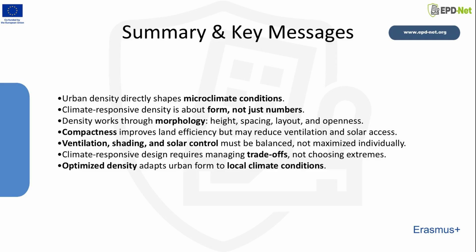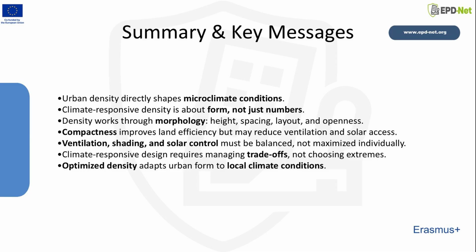As we conclude this module, let's synthesize the core principles of climate-responsive urban density. The most vital takeaway is that urban density directly shapes microclimate conditions. It is not merely a mathematical number, but a matter of form and morphology. Factors like building height, spacing, layout, and openness are the real drivers of environmental performance. We have seen that while compactness is essential for land efficiency, it must be carefully balanced to prevent the loss of ventilation and solar access.